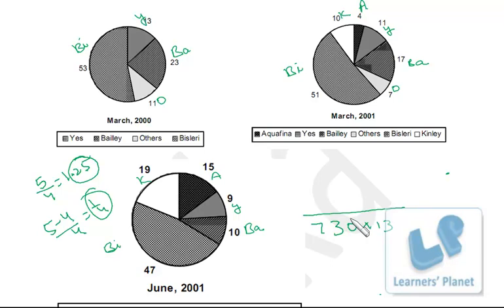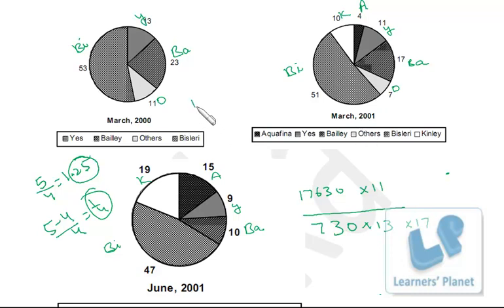In the numerator, since in the previous question we calculated the contribution of Bisleri, that is 17,630, right? 17,630 crore was the contribution of Bisleri, and that is actually 17%. And we have to find out 11%, right? So 17,630 is 17%. So I divide it by 17 and then multiply it by 11. So I'll be getting the contribution of Yes in the year March 2001, right?